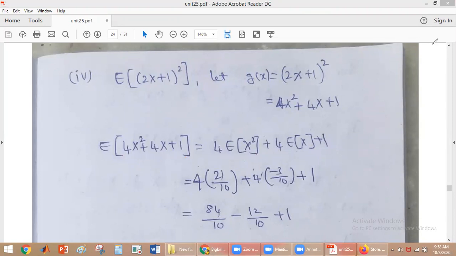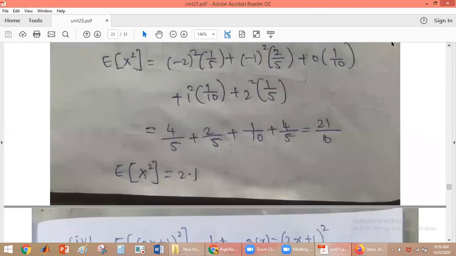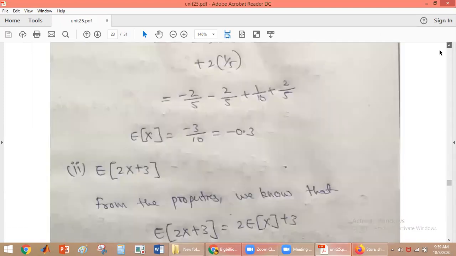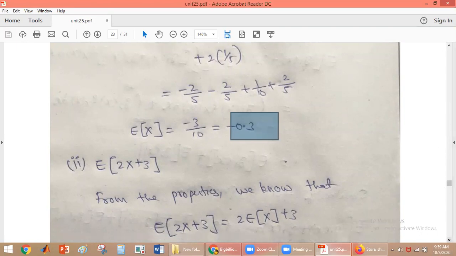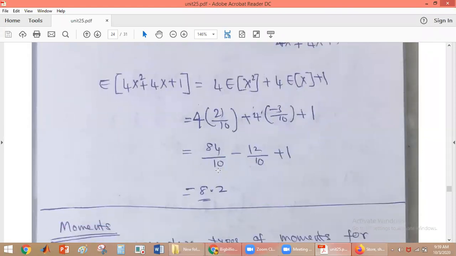The expected value of x square we have already found in the previous case. The value we got is 21 by 10. Similarly, we already found the expected value of x, which is -0.3. If you substitute these two values here, where the expected value of x is -0.3 and the expected value of x square is 21 by 10, what value do we get? We get 8.2.